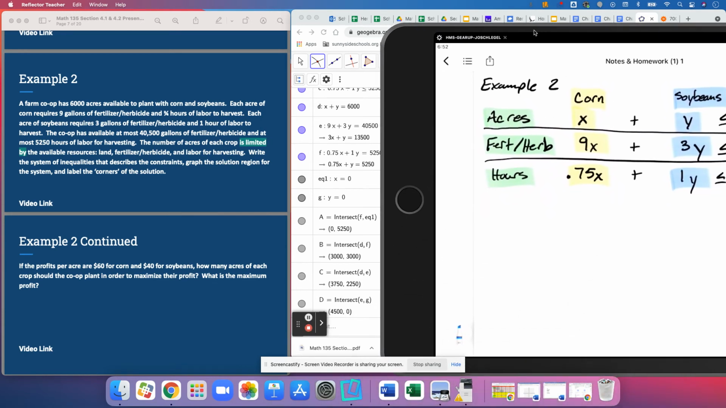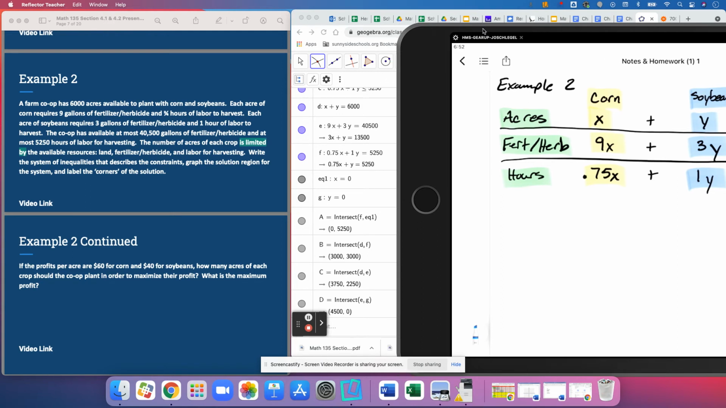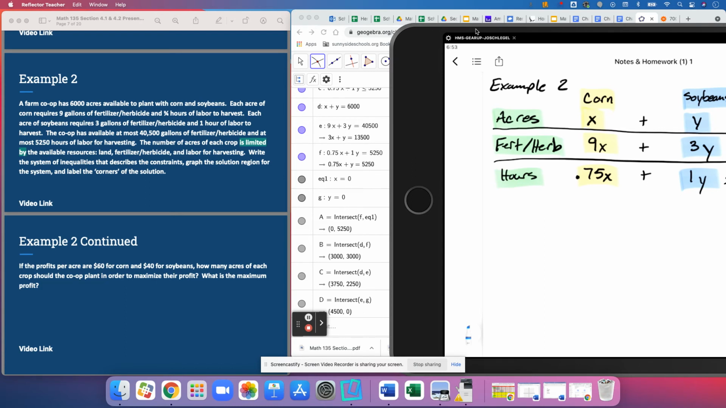So again, we did label X. We assigned X to the corn and Y to the soybeans when we created the inequalities. So I'm just going to list these points, everyone, so that I can test them to see what's going to be the best option for this farmer. So one option is 0x, 5,250y. And you'll notice here, everyone, this means no corn gets planted and soybeans get planted on 5,250 acres.